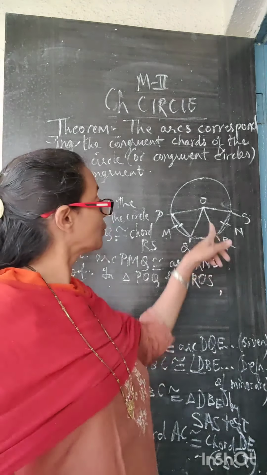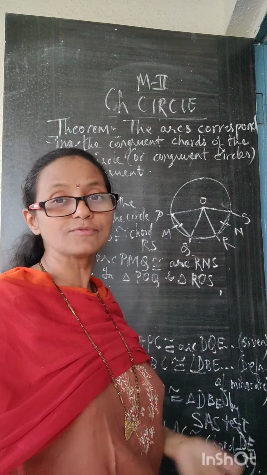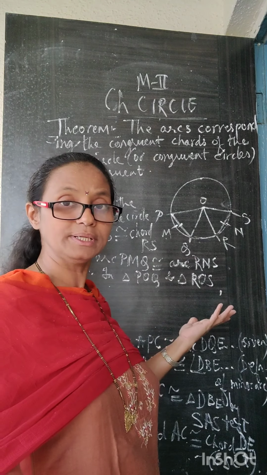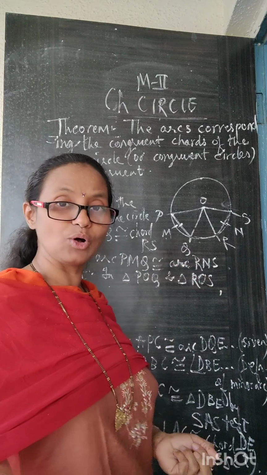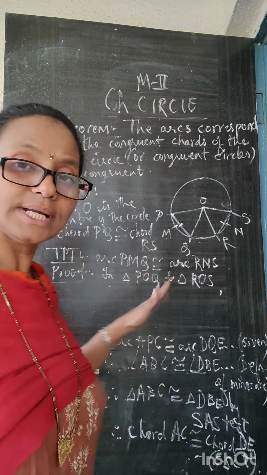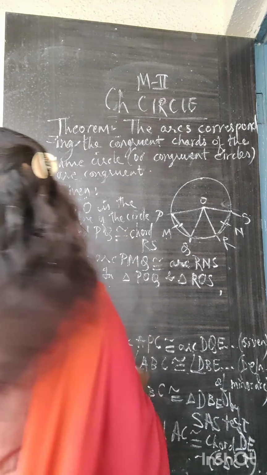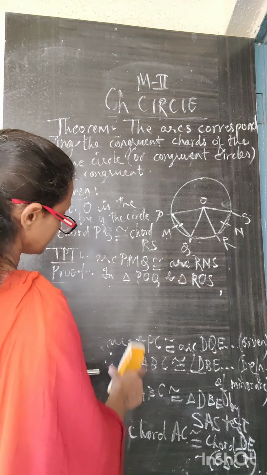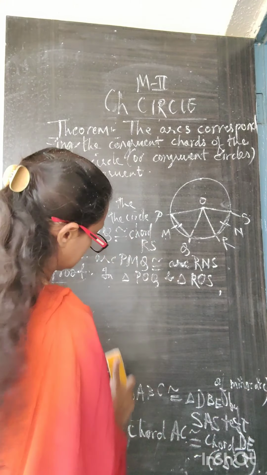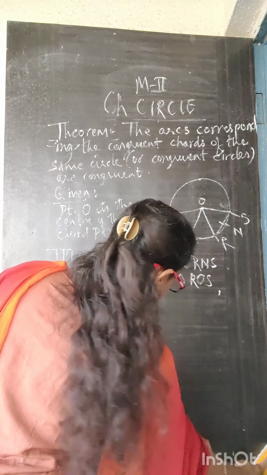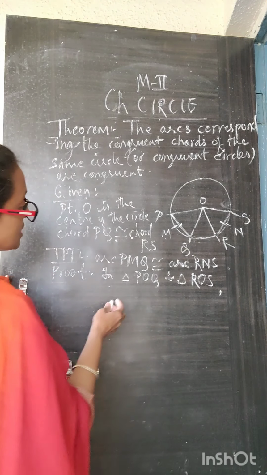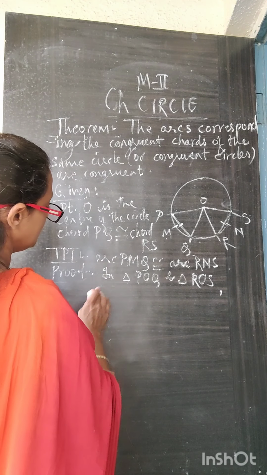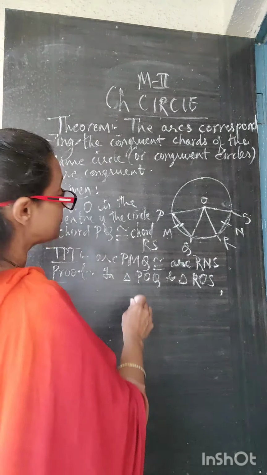If the triangles are congruent, these angles are corresponding angles of congruent triangles, so they also will be congruent. And thus the corresponding minor arcs will also be congruent, and that is what we have to prove. So let us complete the proof. In triangle POQ and triangle ROS, write down whatever we have discussed.